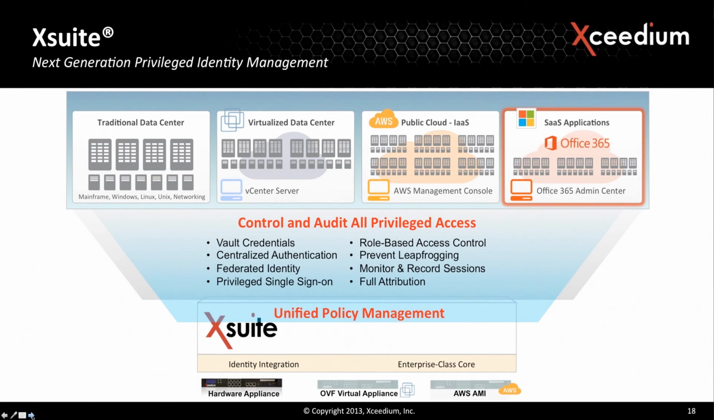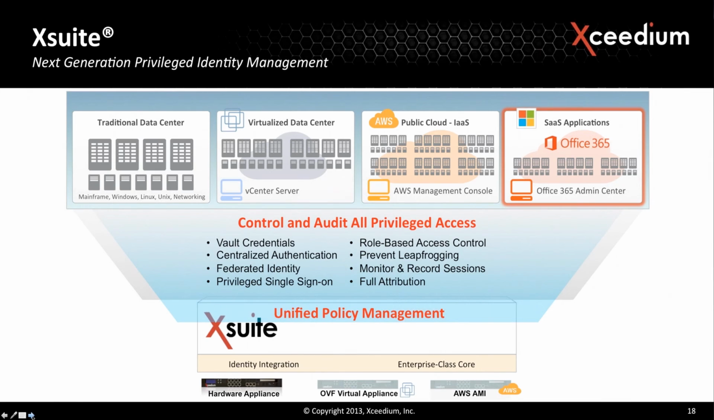The important point to make with the last part of this diagram is we've given customers the choice. They can buy different flavors of Xsuite. They can buy it in a hardware appliance that they rack and stack in their own data center, or they can get two virtual appliance flavors, one in an OVF format that runs up on VMware environments, or one that will run up in the Amazon management or Amazon EC2 environment.